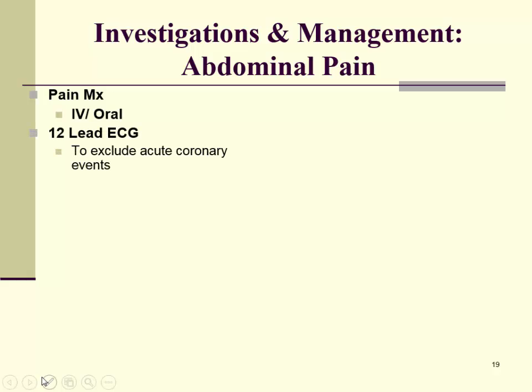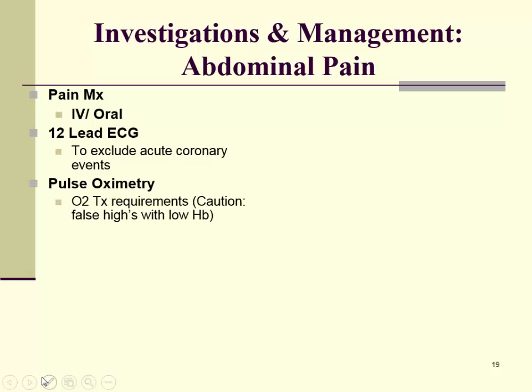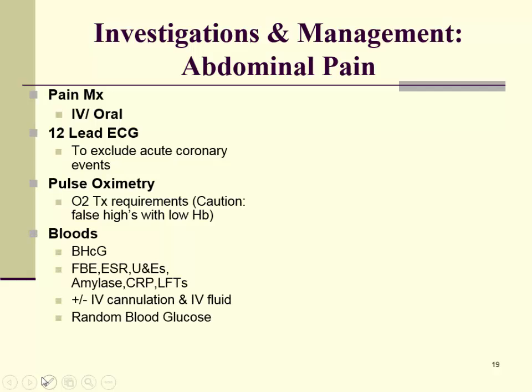We normally do a 12-lead ECG just to exclude any acute coronary events. We normally have our patients on pulse oximetry as well, and titrate O2 treatment requirements to whatever's necessary. We normally take general bloods, such as a beta HCG on any female that basically comes through between the ages of around about 10 to about 60. FBEs, ESRs, UEs, amylase, CRPs and LFTs, which is your liver function tests, you're looking at any indications for fevers or anything else.